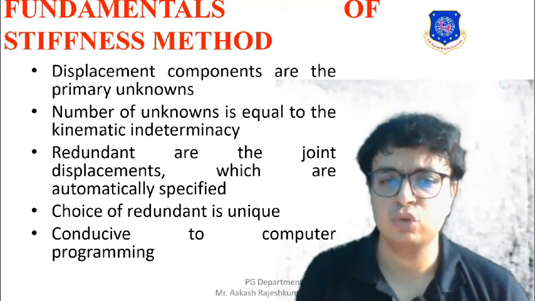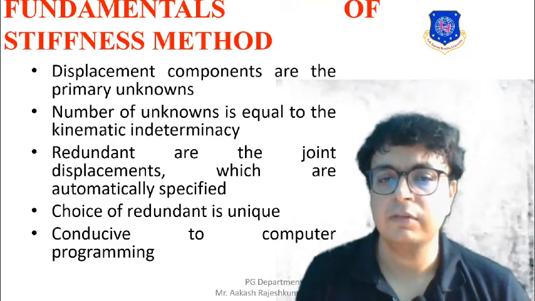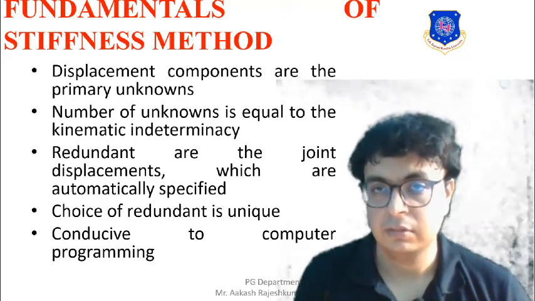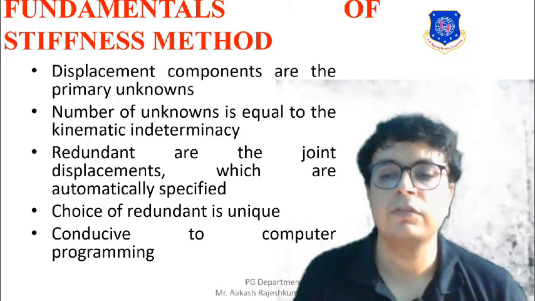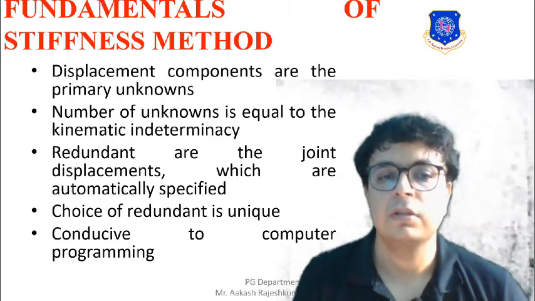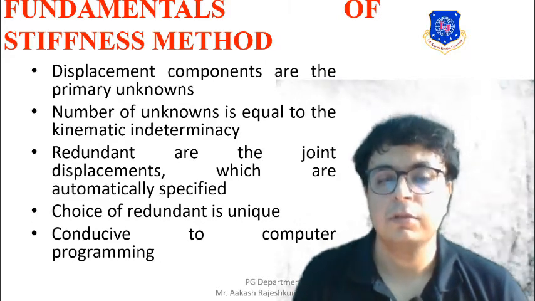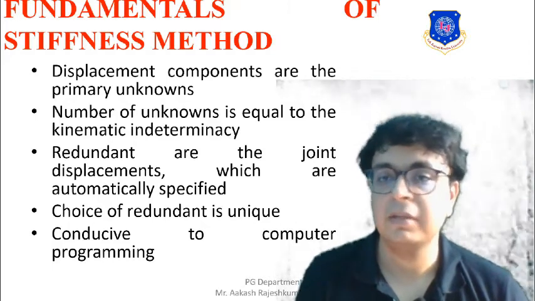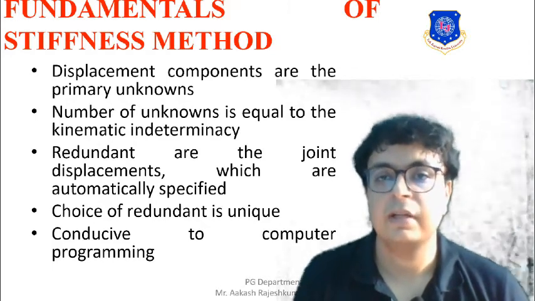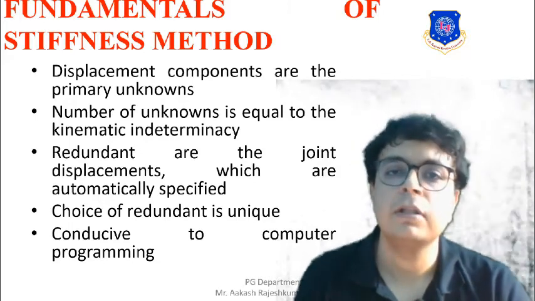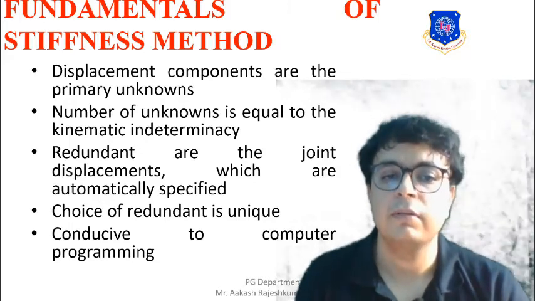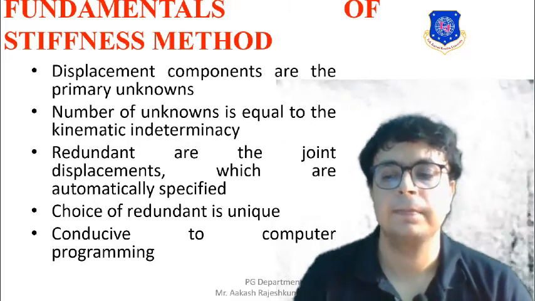The choice of the redundant is unique. The choice of the redundant that is required to be found with the help of this stiffness method is unique, and conducive to the computer program. The stiffness method is a kind of matrix method through which we can analyze the structure. And for this, we can also use computer programming from which we can solve our example.